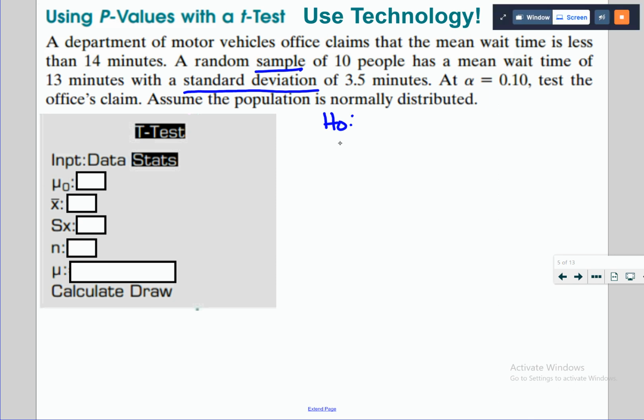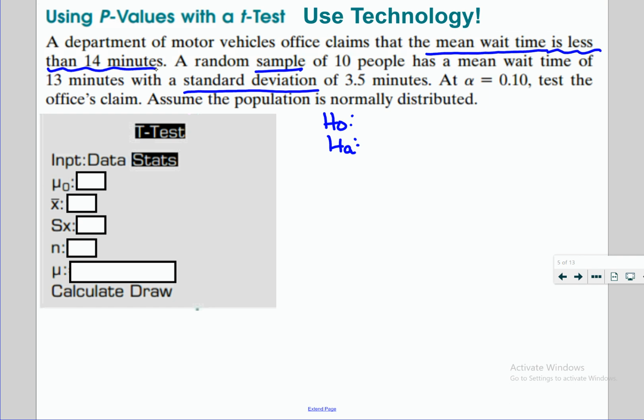Even though we don't need it for the calculator, I think it's going to be helpful to write down at least what your null and your alternative hypothesis are, because we're going to refer back to those for a couple things we need to put in the calculator. The mean wait time is what we're claiming about. Everything still is about a mean, is less than 14 minutes. So is that a null or alternative hypothesis? It's an alternative hypothesis. Mean less than 14, mark it as your claim.